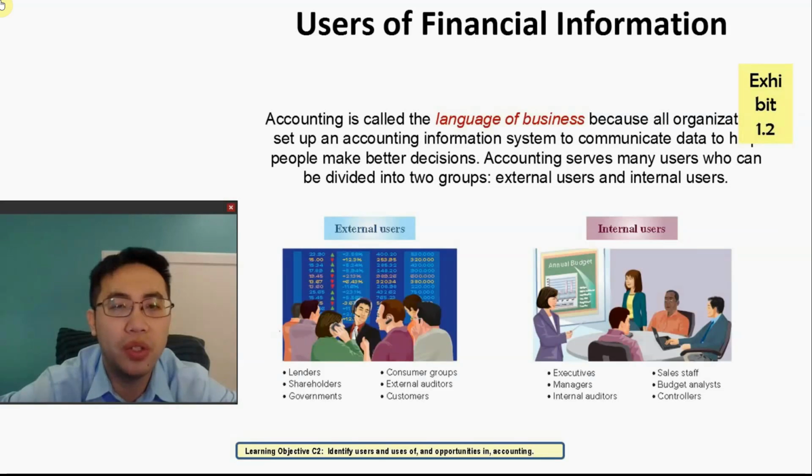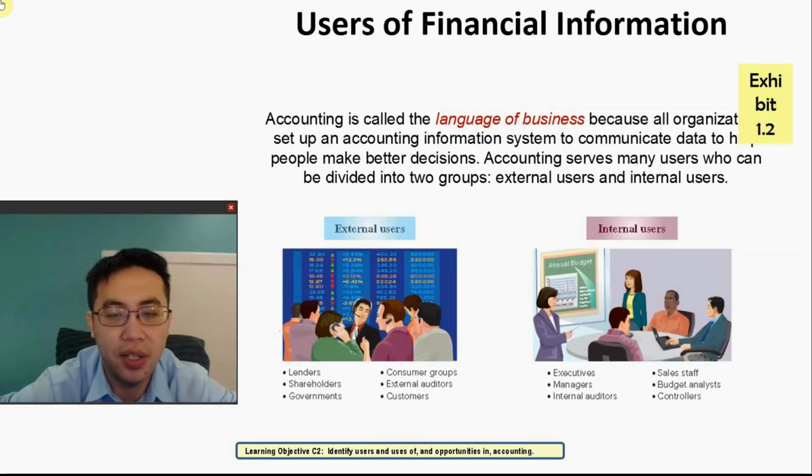And who will be the users of the accounting information? We have 2 groups of users: one is internal and one is external. So who are the internal users? Internal users are basically employees of the company, and these include executives, which are the top managers of the company, like the CEO, CFO, and COO, and also some mid-level managers that help the company run daily operations.